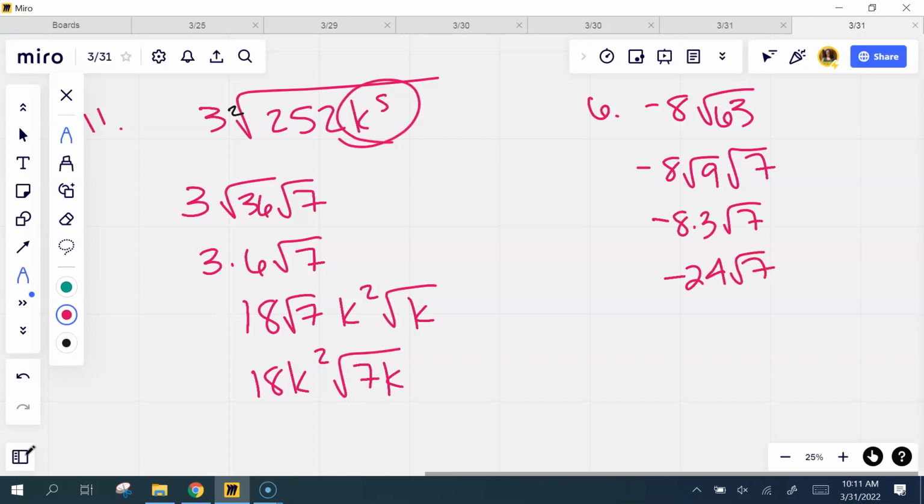So since this one's forced negative here, if it starts out negative in the beginning, just leave it negative there all the way through.